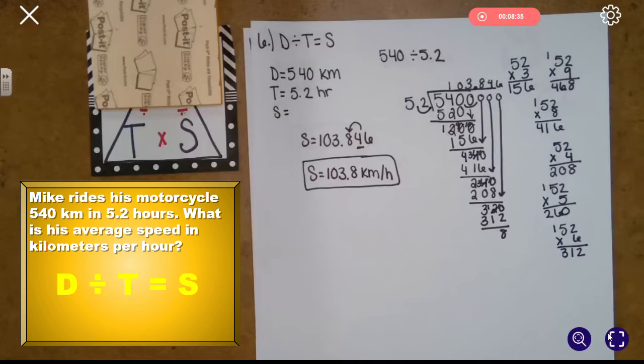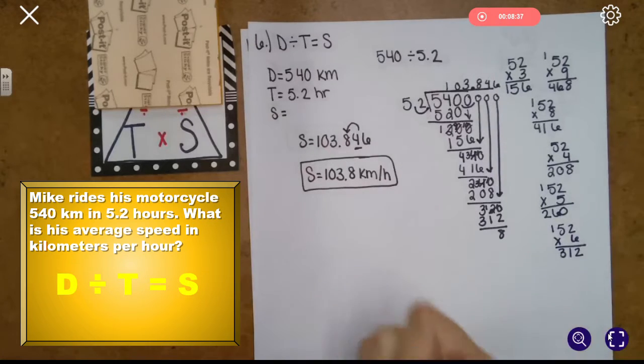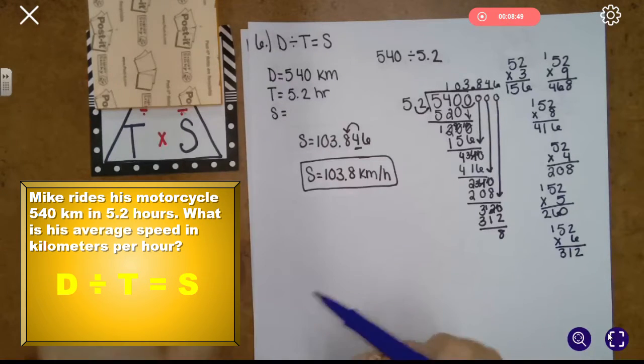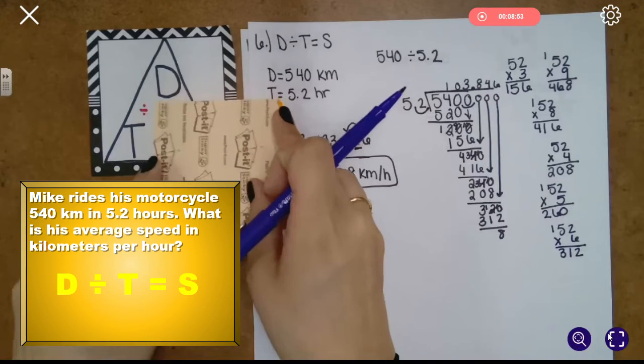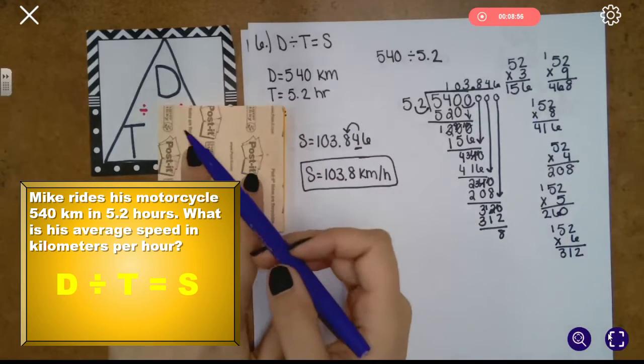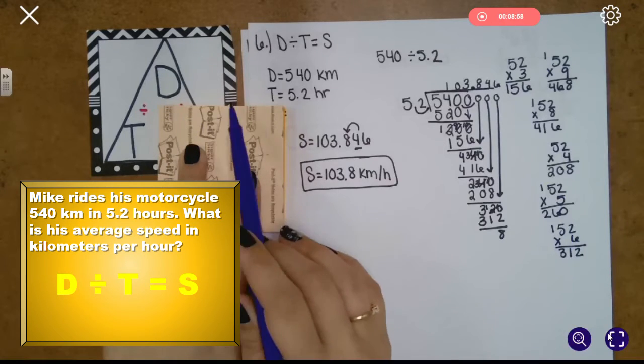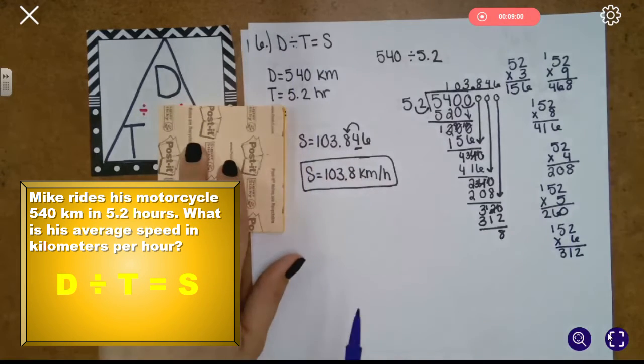Number 6, this one was a little longer. I had to do a lot of work on the side, which is perfectly fine. Mike rides his motorcycle 540 kilometers in 5.2 hours. What is the average speed in kilometers per hour? So it gives us a distance, it gives us a time. We have to find the speed. So we have to do distance divided by time.